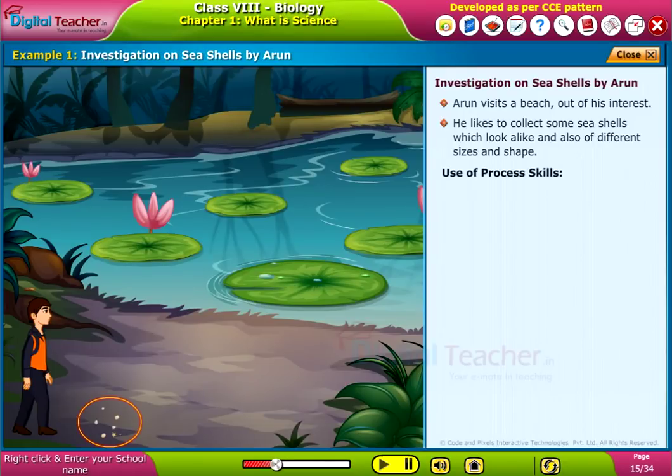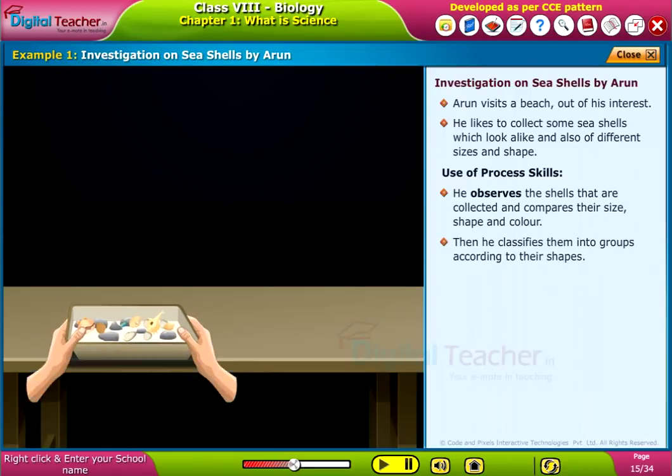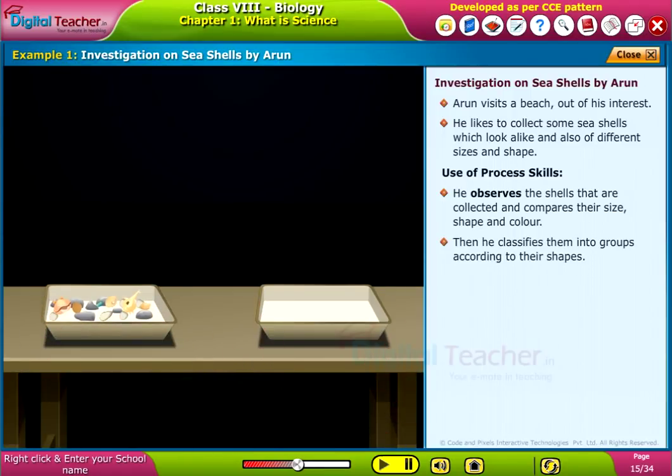Use of process skills. He observes the shells that are collected and compares their size, shape and color. Then he classifies them into groups according to their shapes.